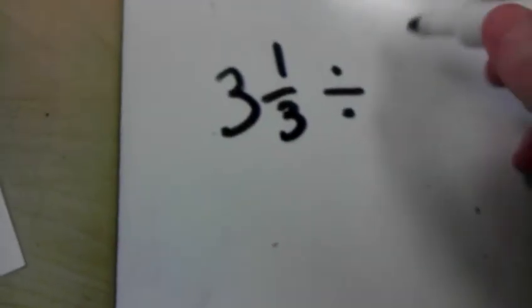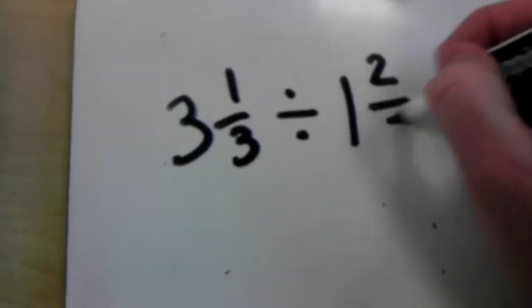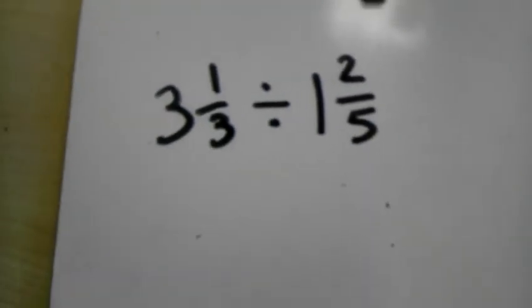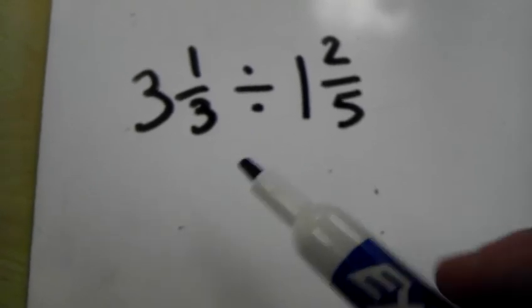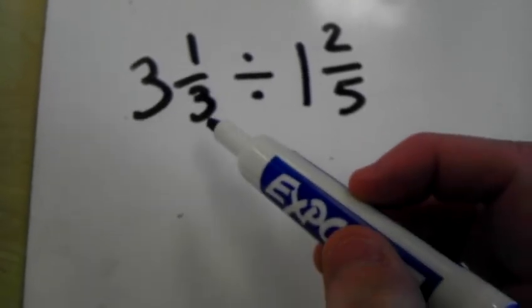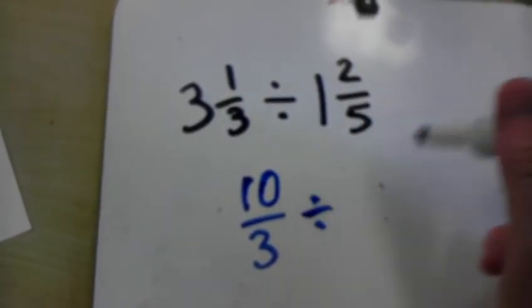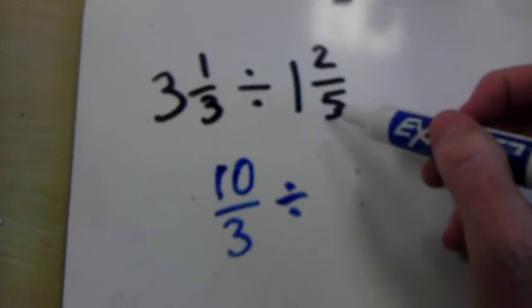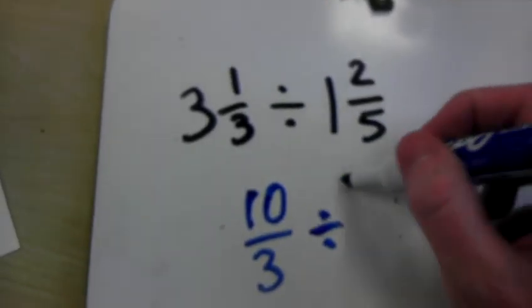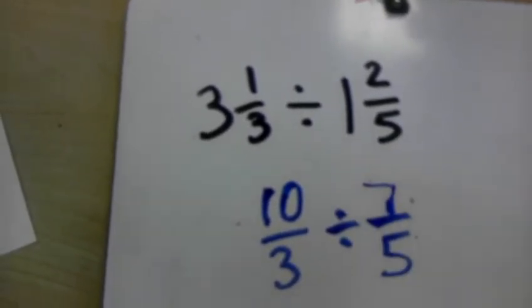Okay, if I take a division problem, I have 3 1/3, and if I go to divide that by 1 2/5, okay, same thing with the multiplication problem. You have to turn these into improper fractions. So 3 times 3 is 9, plus 1 is 10. Keep your same denominator, which is 3. And I'm going to divide that by this improper fraction. So 1 times 5 is 5, plus 2 is 7, and keep your same denominator of 5.